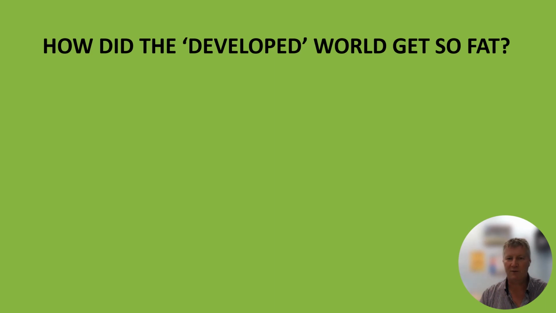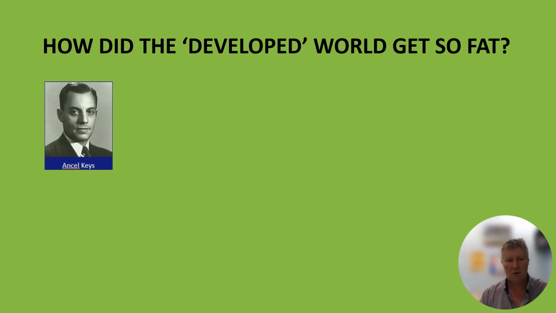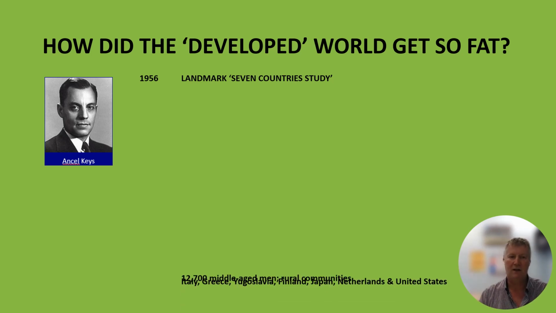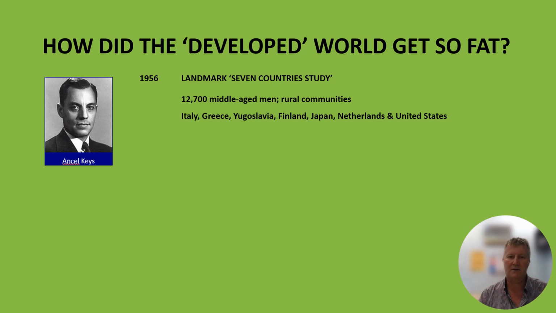So how did the developed world get so fat? Well, I lay the blame squarely at the feet of this man, an American physiologist called Ancel Keys, and a force to be reckoned with within his sphere of work. In 1956, he initiated the landmark 7-country study, which looked at over 12,500 middle-aged men living in rural communities in Italy, Greece, Yugoslavia, Finland, Japan, the Netherlands, and the United States. And this indeed suggested an association between cholesterol and heart disease.